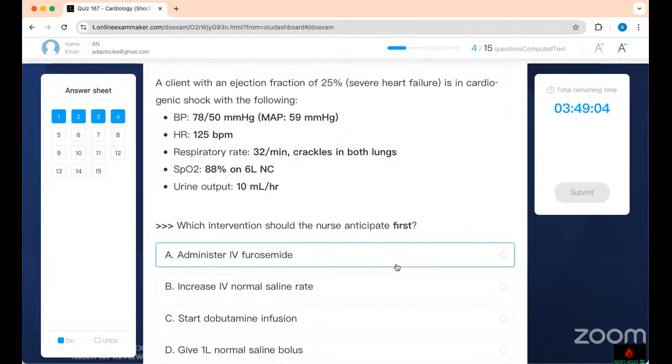A client with an ejection fraction of 25%, that means severe heart failure, is in cardiogenic shock with hypotension, tachycardia, crackles, basically pulmonary edema, saturation going down, urine output low. What is cardiogenic shock? For all shock, figure out the underlying problem. Cardiogenic shock is a pump problem. That means your heart is not working. Septic shock is a vasodilatory problem. Your veins are bigger now, so you've got to squeeze your veins.